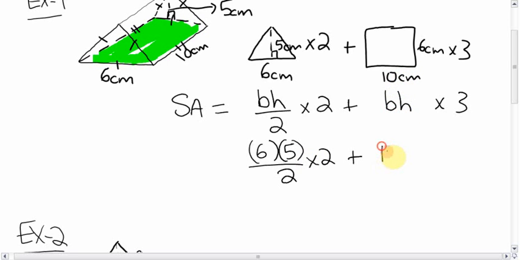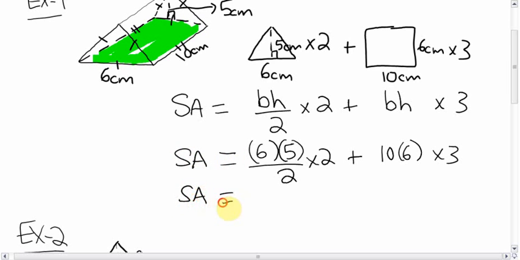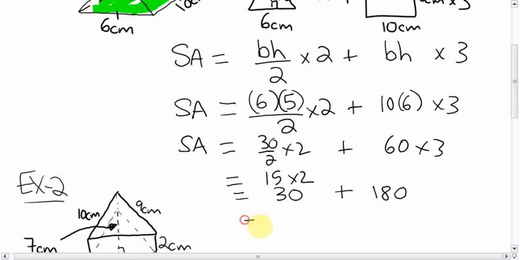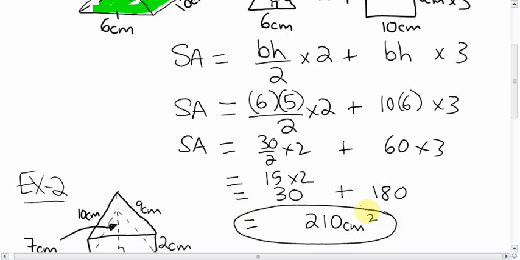Anyways, moving on. The base is 10. The height is 6. Don't forget the times by 3. Okay, so to get the surface area of the whole thing, 30 divided by 2 times 2 plus 60 times 3, and like I said, 30 divided by 2 is 15 times 2, which is the number that I said we were going to have, 30, plus 60 times 3 is 180, and you get a final answer of 210 centimeters squared. Done.